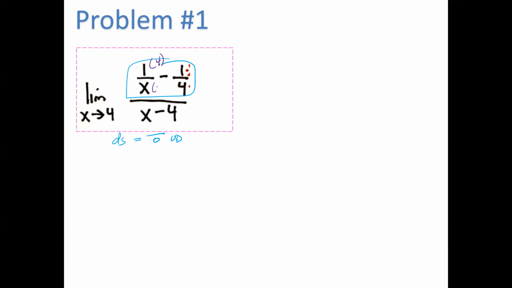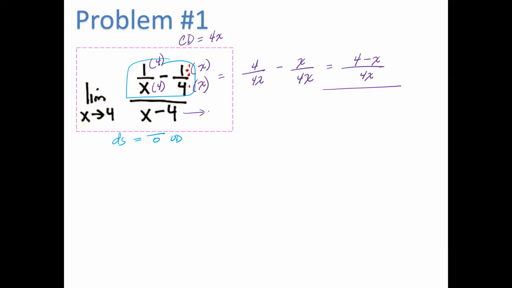I'm going to multiply the first fraction by 4 because I know my common denominator is going to be 4x. Do the same thing with the second fraction. So then I have 4 over 4x minus x over 4x. So that's going to be 4 minus x over 4x. So I combined the 2 fractions on top into 1. And then this is going to be divided by, don't forget your denominator on the bottom, x minus 4.